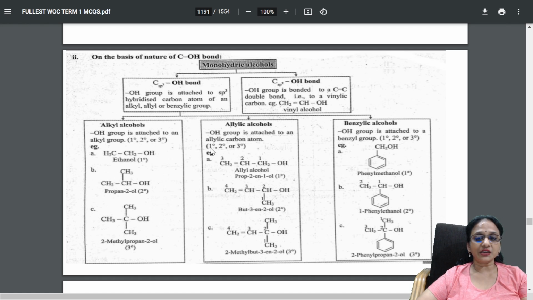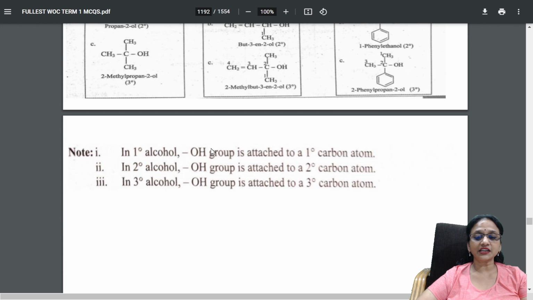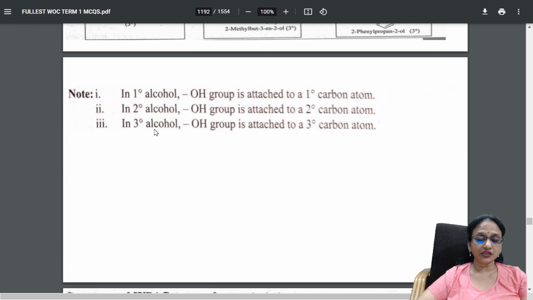So this is based on the hybridization. Further, let us check. Important thing. Primary, secondary, and tertiary, you have one OH group, right? Everywhere it is one OH, but here the hydroxyl group is attached to a carbon having one hydrogen. OH group is attached to a carbon having two hydrogens. OH is attached to a carbon having two alkyl groups. Here OH is attached to a carbon having three alkyl groups and no hydrogens.